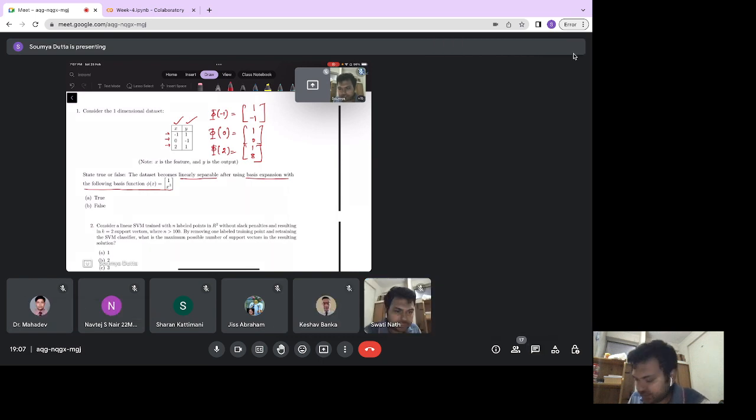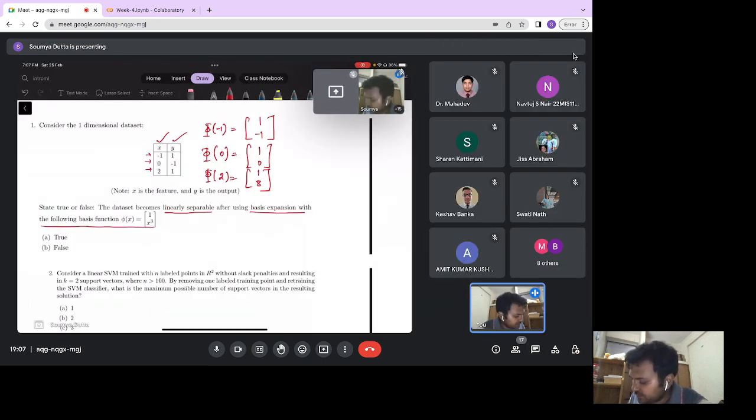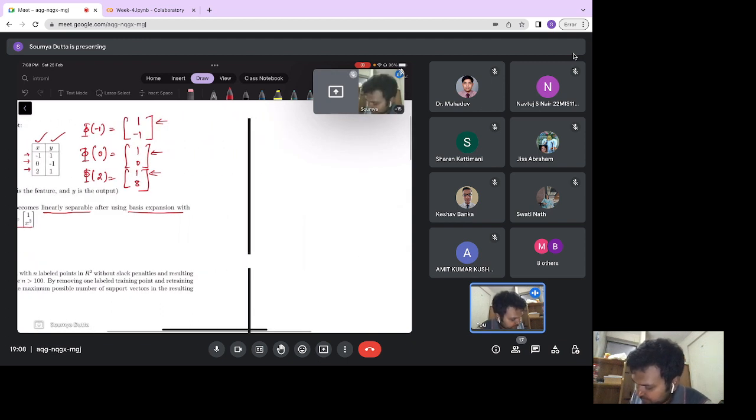Okay, I don't see any answers. See, just by looking at this, you can understand that all of them are parallel to the y-axis, right? Because all of them have the same x coordinate, so they can't be linearly separable. If you want a visual reason, I can show you a visual thing for that. Let's say this is x equal to 1. So the first point is minus 1, so the first point is somewhere here.